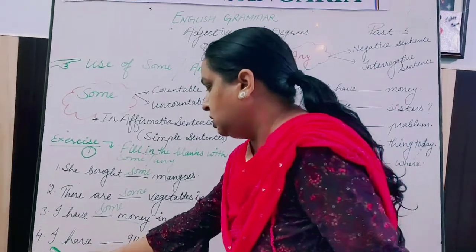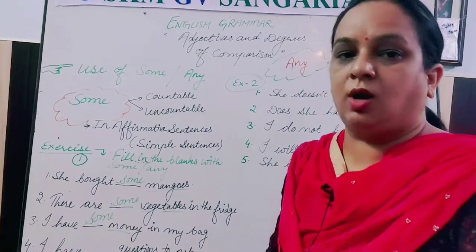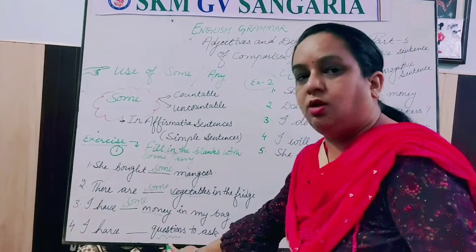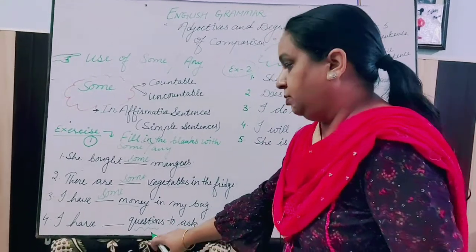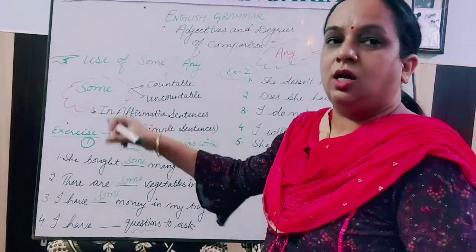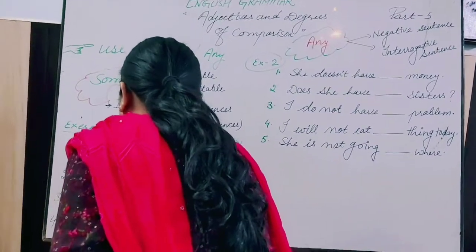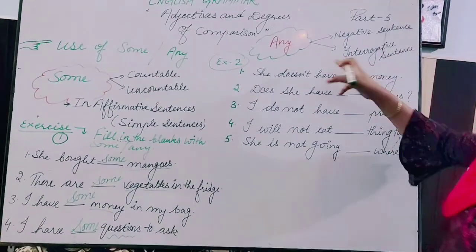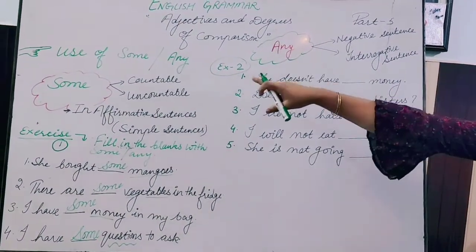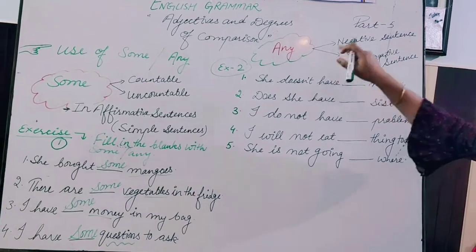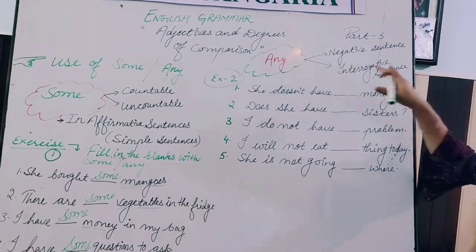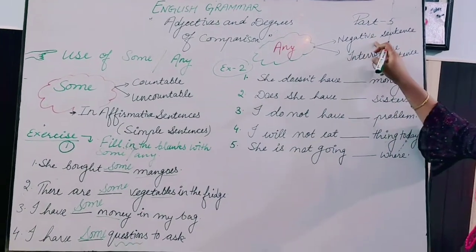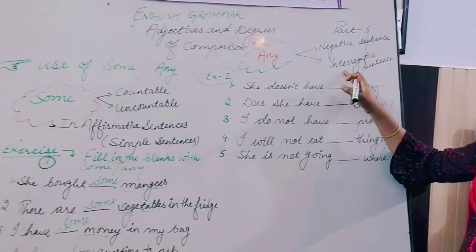Question number 4 is, I have dash questions to ask. So question is uncountable or countable? It is countable. So what we have to do here? It is some questions. So like this you have to solve the exercises. Let's see use of any. Second option with that is any. So any is used in negative sentences and any is used in interrogative sentences. Once again, in negative sentences and in interrogative sentences.